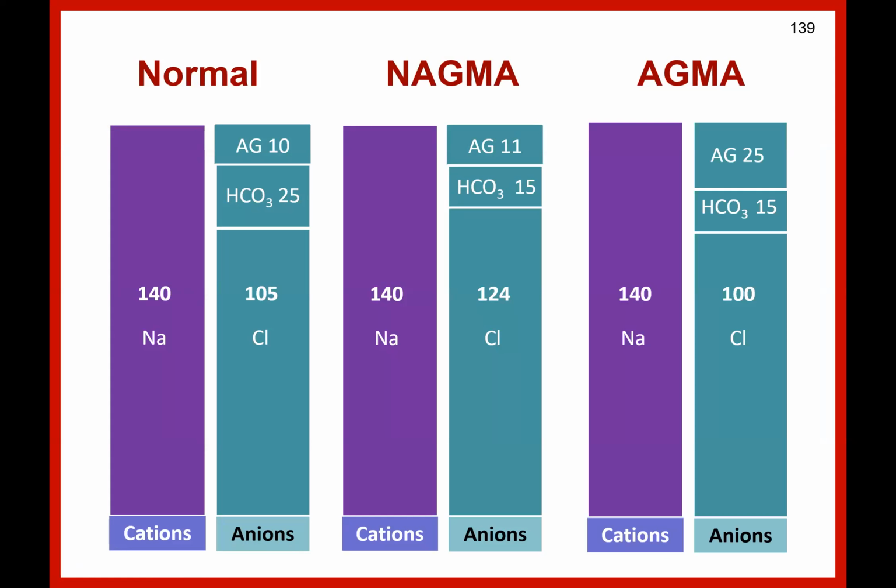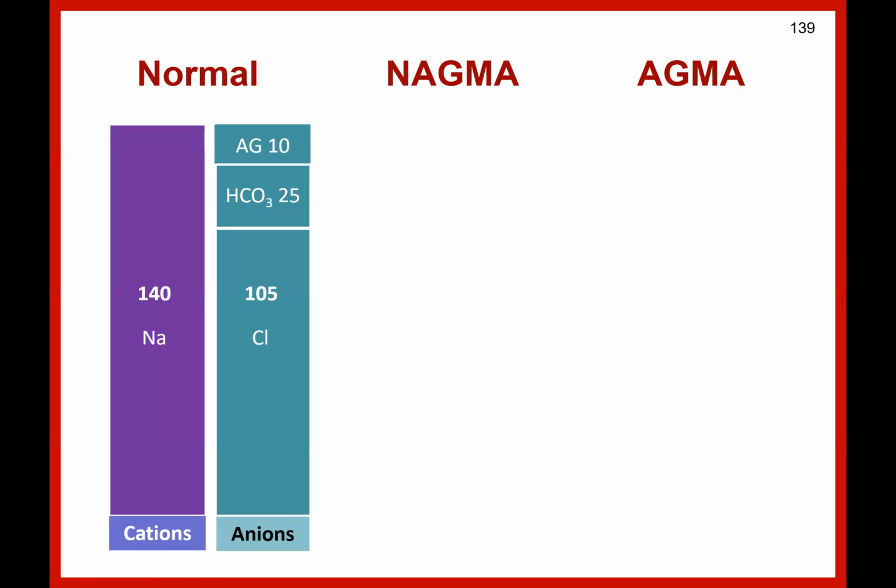Of course, the mixed disorder scenario. Let us say the first one we will see here is the sodium cation at 140. This is balanced by 105 chloride and 25 bicarbonate, together 130, and the anion gap is 10. That is normal. That is chloride and bicarbonate together, when you subtract from sodium, that is the anion gap, which is around 10 to 12.